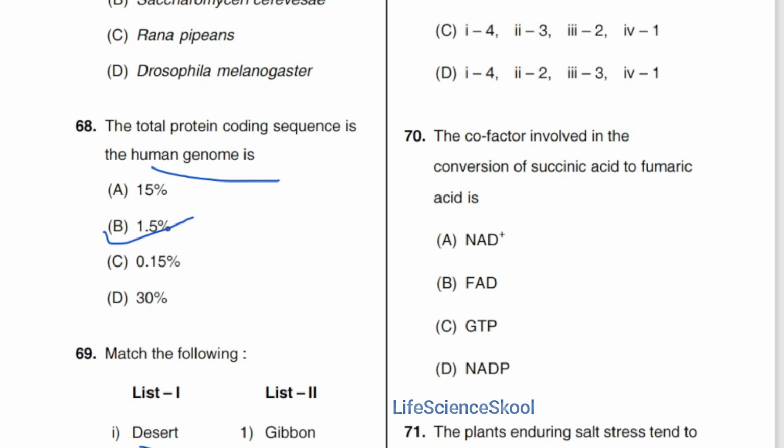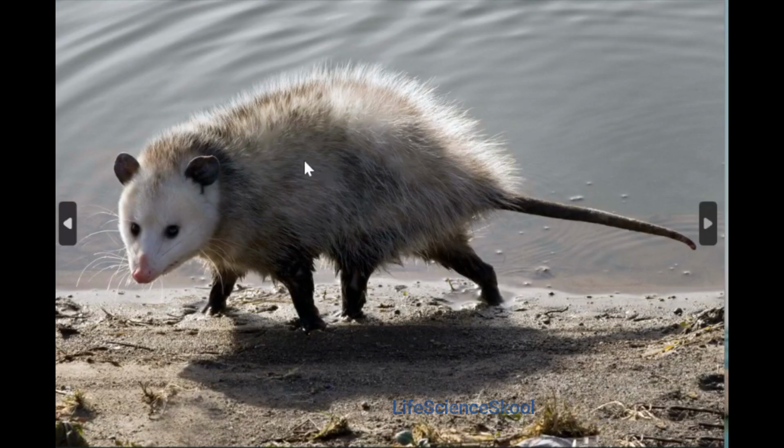And that is done by an opossum. Okay, I will show the diagram of this. You can see this opossum. This animal lives on the ground as well as on the tree. That's why it shows this scansorial adaptation.